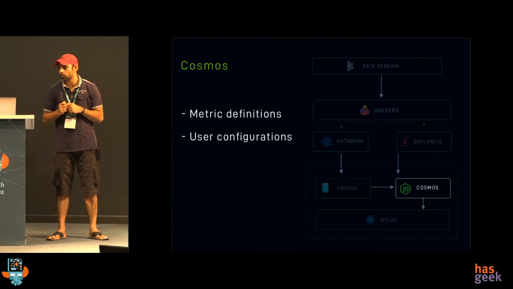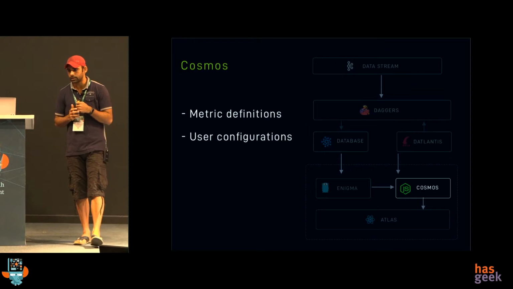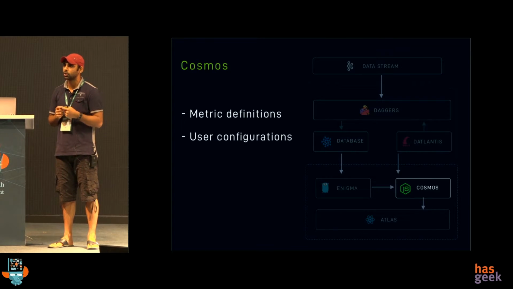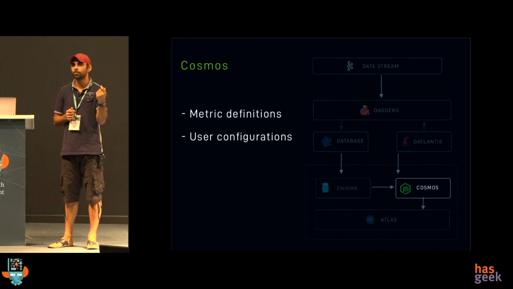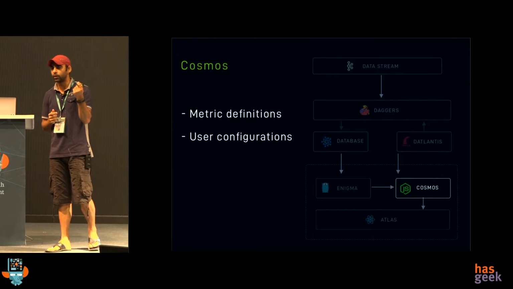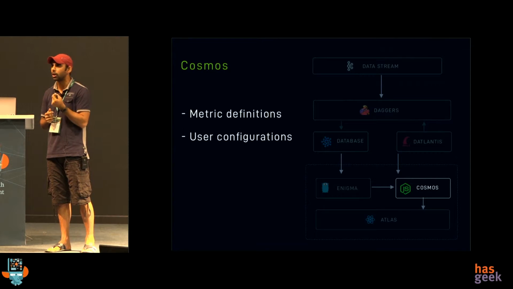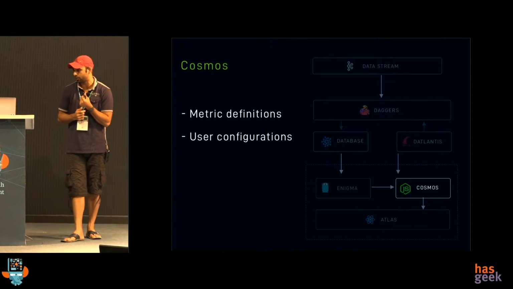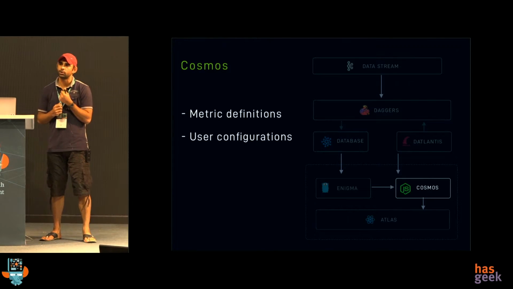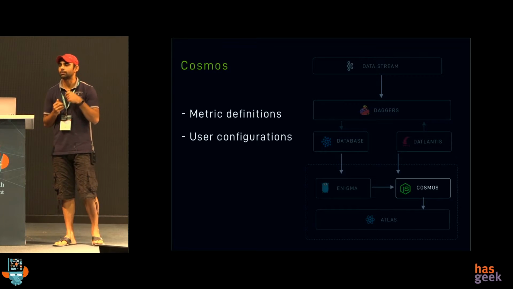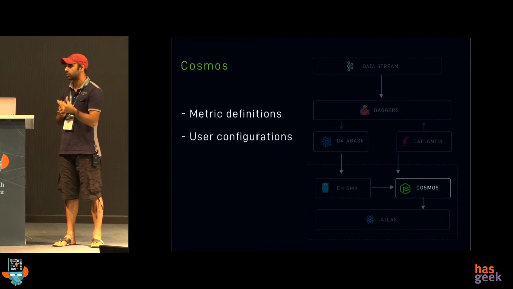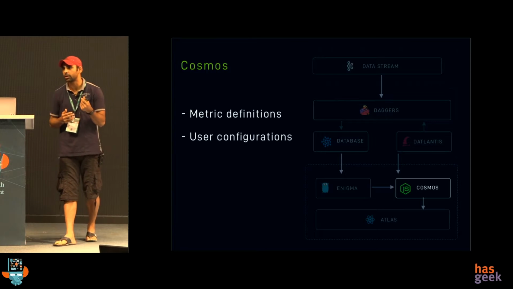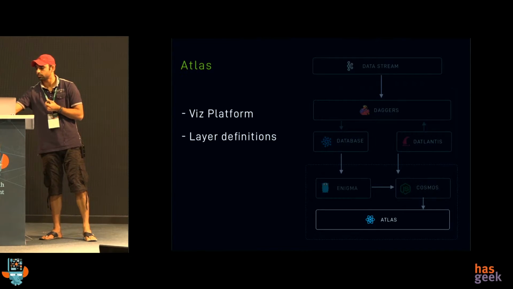And then we have a system called Cosmos. Cosmos is the place which holds the metric definitions. Whenever a user submits a certain query onto Flink, it also calls Cosmos, telling it, okay, now I'm registering this particular metric, so you can start listening to it. So it holds the entire metric definitions, and it holds the user configuration of how many users are subscribed to these particular metrics or visualization layers, and are interested in these things.